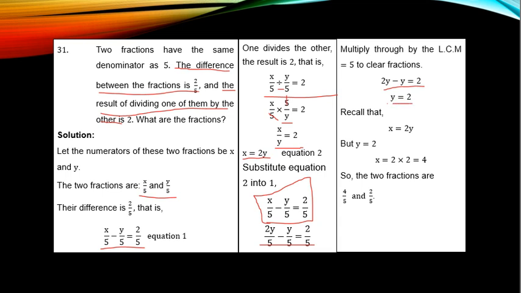So now that you know y, you need s as well. You can get s easily recalling equation 2, which is s equal to 2y. Now that y is 2, you remove y and you put 2. So s is equal to 2 times 2 equal to 4. So the two fractions are 4/5 and 2/5. You see that? That is how we do it. All right.